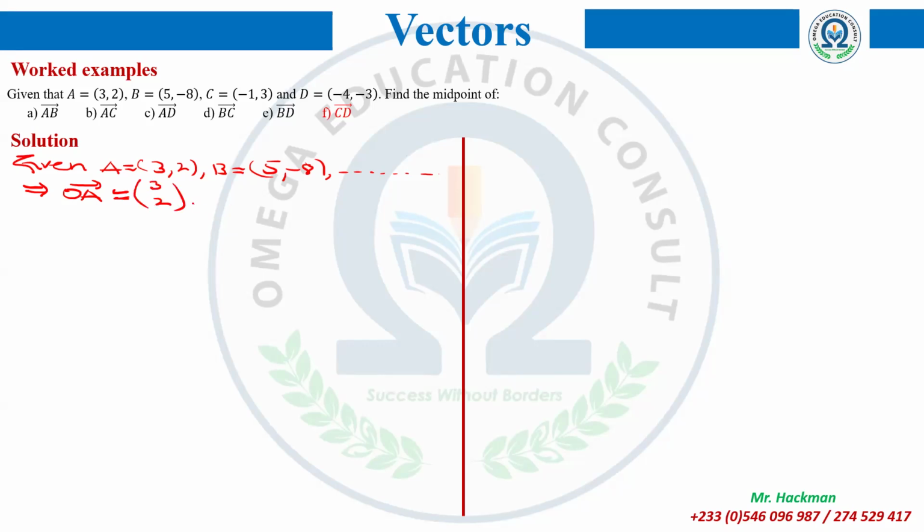Okay, so comma, then the vector OB will be equal to, also in column, forgive me, 5, negative 8. Then your vector OC will be equal to, also in column, minus 1, 3. And the last one, the vector OD will be equal to minus 4, minus 3.